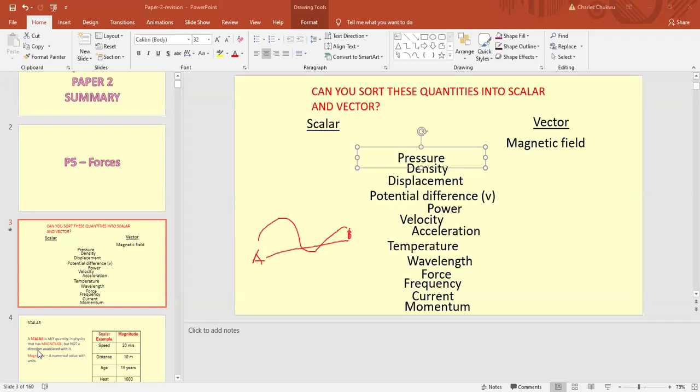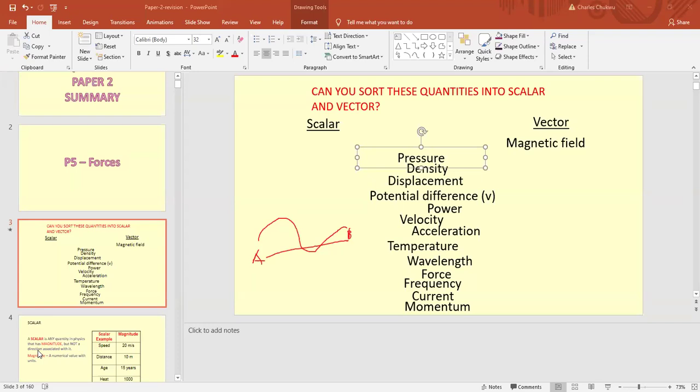Velocity is the vector equivalent of speed. Let's just take note that sometimes some scalar quantities have their vector equivalent. Acceleration is the rate at which the velocity of a body changes per unit time. So that means that it has direction, automatically, because it is the rate of change of velocity. Temperature doesn't have direction. It's totally directionless. It's just a scalar quantity.